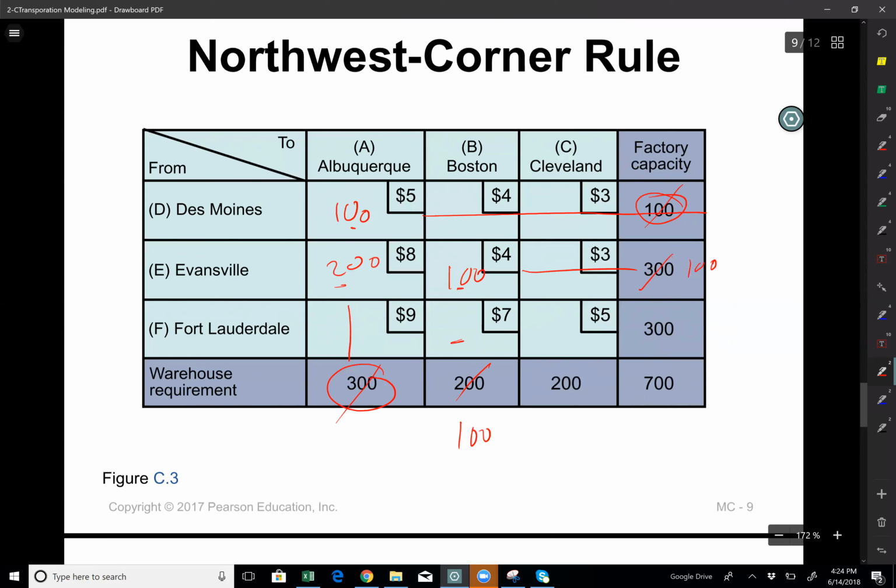I can send 100 units from F to B. That will cross out my column. And then I will have remaining 200 from F to C that will cross out my row and column. So I'm done. My solution here is send 100 units from D to A, 200 from E to A, 100 from E to B, and 100 from F to B, and finally 200 from F to C.